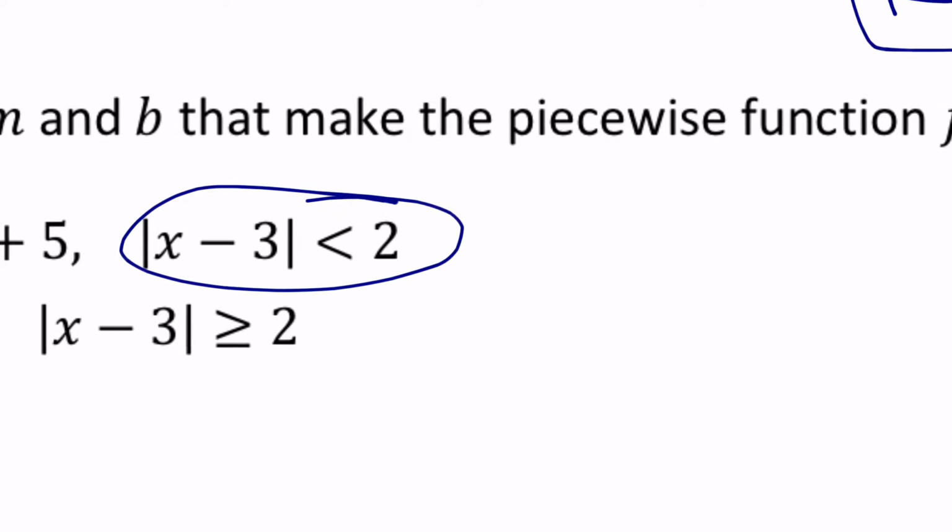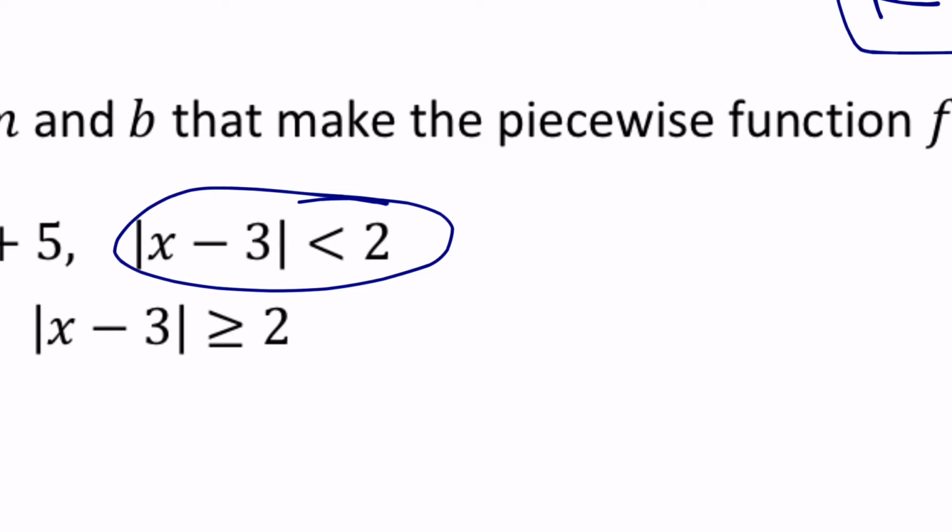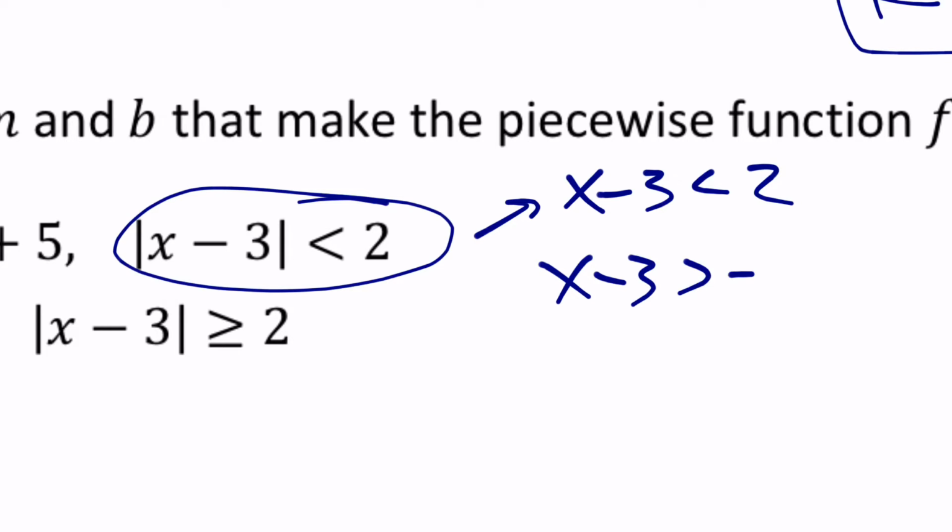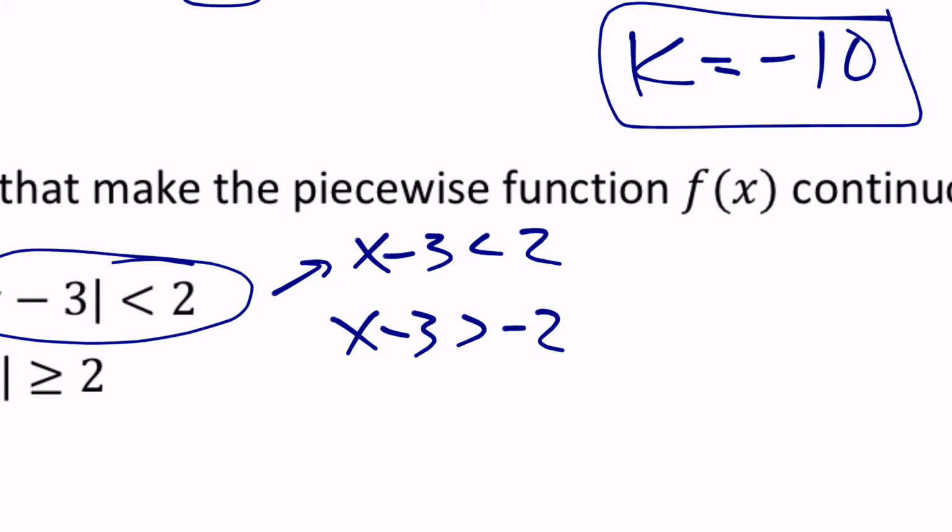We need to start with this absolute value inequality. We need to split it up into two inequalities: x minus 3 is less than 2, and x minus 3 is greater than negative 2. That's how you split up an absolute value inequality. Now just solve both of them. So add 3 in both inequalities to get x is less than 2 plus 3 is 5, and x is greater than negative 2 plus 3 is 1.